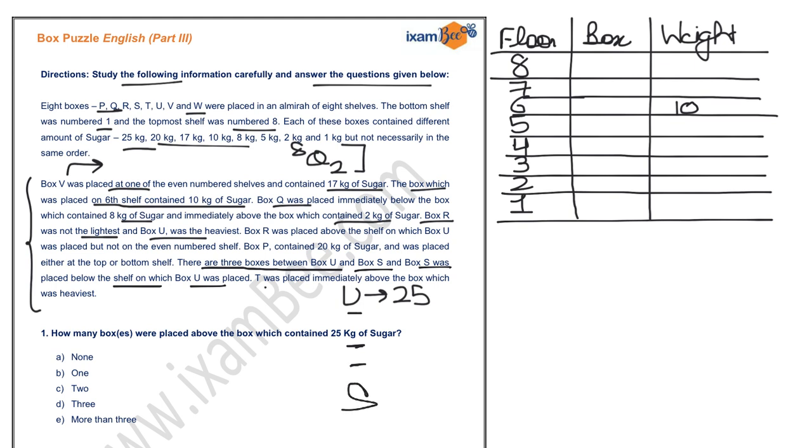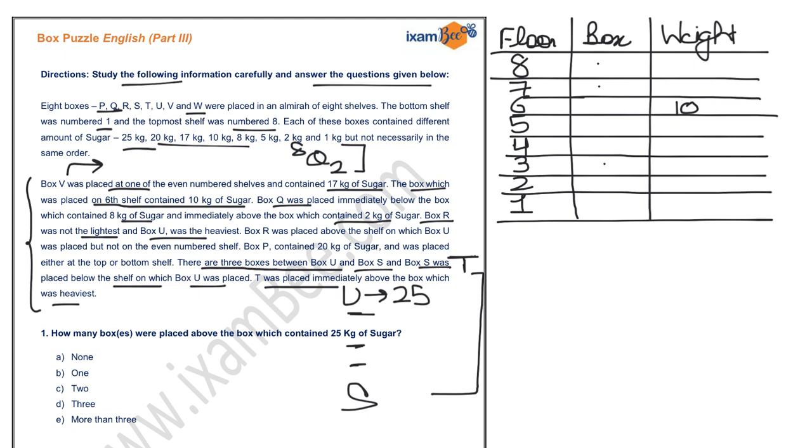Now T was immediately above the box which was the heaviest. Now the heaviest box is U having 25 kg weight. So T must be above U. So this is the concrete information we will have, and we'll try to fix it in this particular table. So if I place T over here, that is at the 8th position, then U must be at the 7th position, and accordingly there is a gap of 3 boxes between U and S, and your S will be at the 3rd position, right?